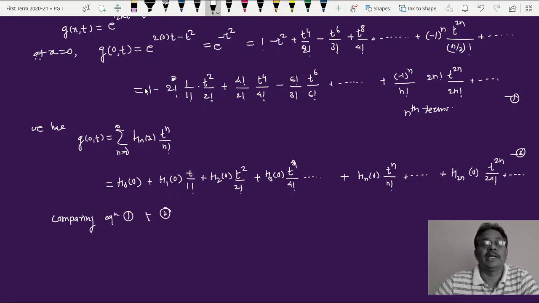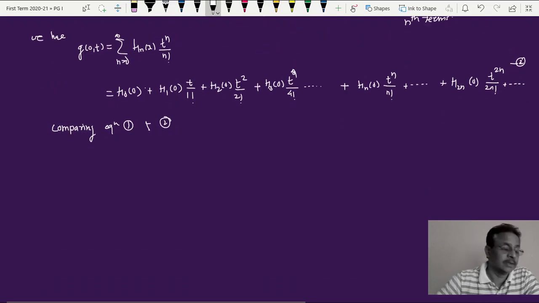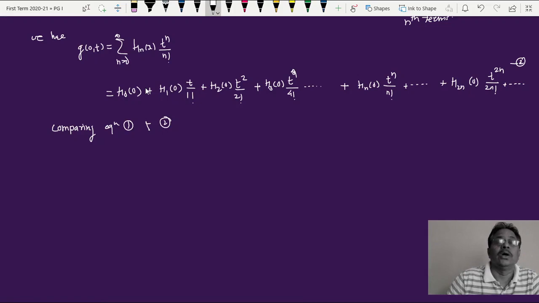Comparing equation 1 and 2, one will get very easily all the odd terms. So here it is h0(0) t raised to 0 upon 0 factorial, h1(0) into t raised to 1 upon 1 factorial. Here, comparing this, it was negative. Here this is now positive. Again this is negative. Then this is positive.